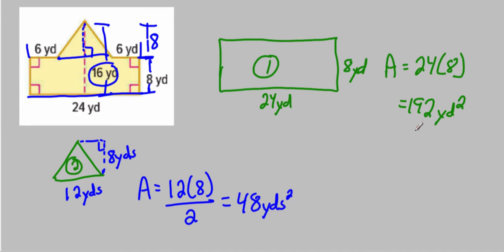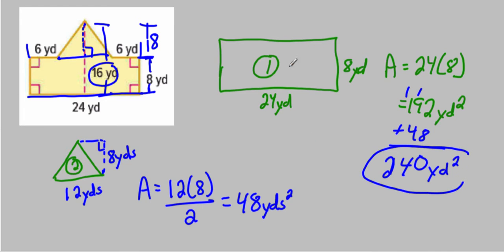And then we add the two of them back together. We put those two parts together, and we get 240 yards squared. So we found the area of the big rectangle, we found the area of the smaller triangle, and then we put those two pieces back together.